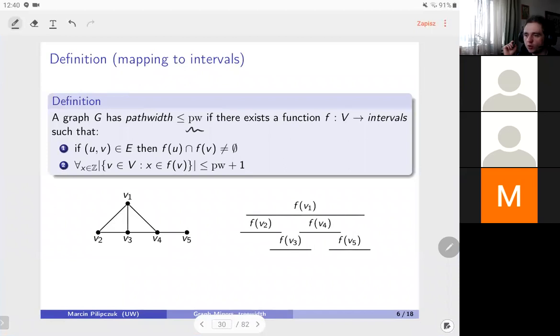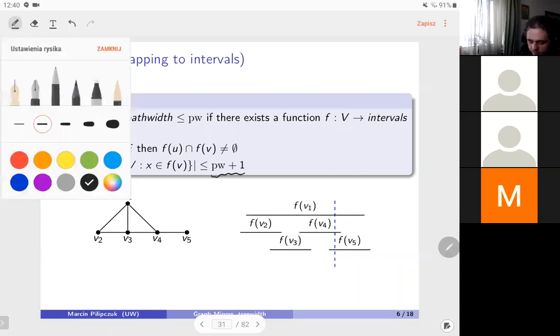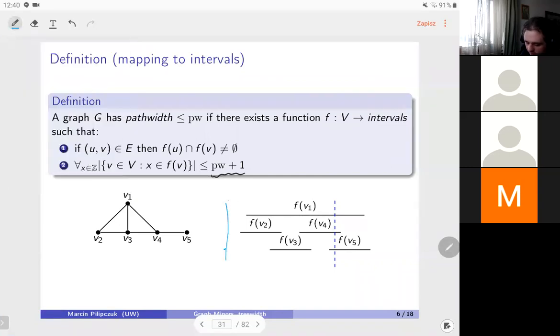How many intervals overlap at one place? Yes, so in this picture, at this place, 3 intervals overlap, and that means I say pathwidth 2. So I subtract 1 from the number of intervals that overlap at one place. And how does this correspond to the intuition from the previous slide about sweeping the graph? You think of this blue line as the sweep line. You have this blue line, progressing from right to left, and you're sweeping the graph.